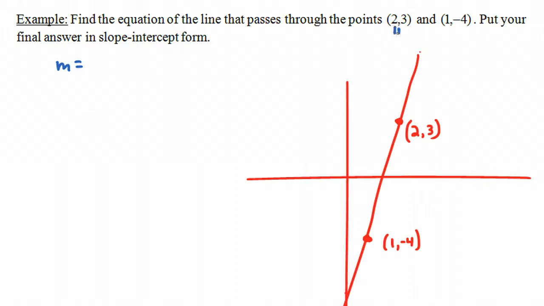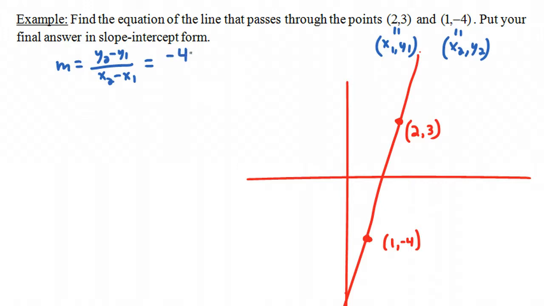But let's call one of these points x1, y1, and let's call the other point x2, y2. Okay, now what is the slope between these 2 points? Well, it's y2 minus y1 over x2 minus x1. So what we have is minus 4 minus 3 over 1 minus 2.